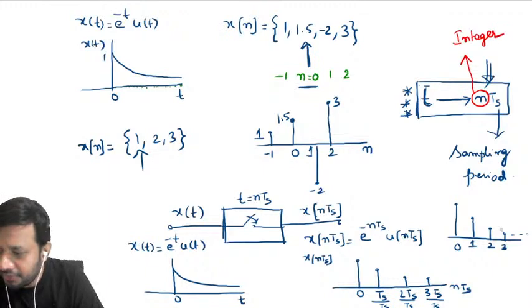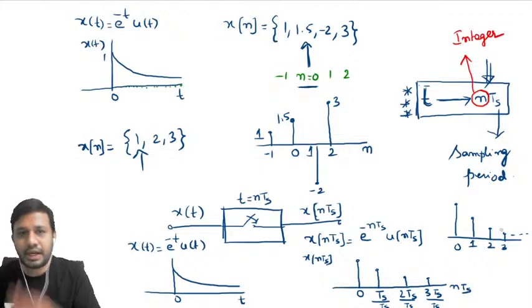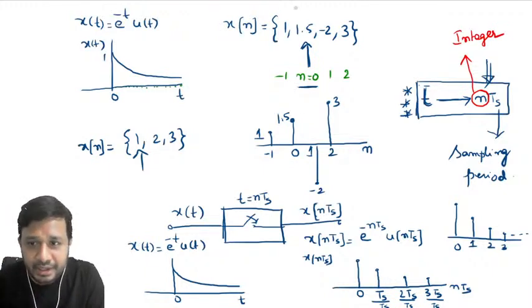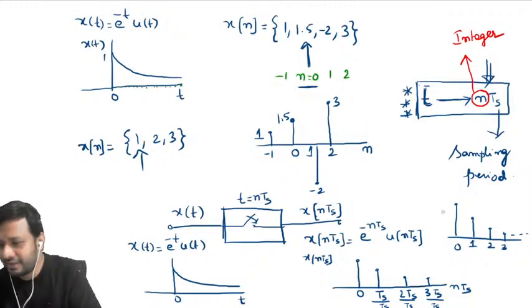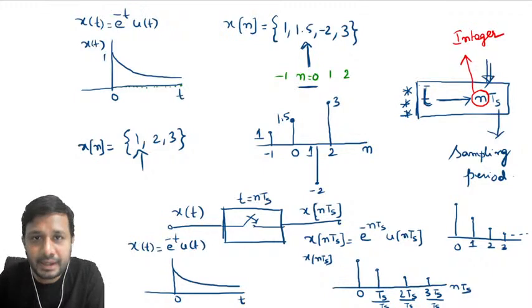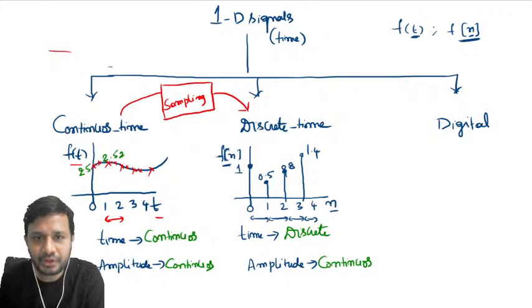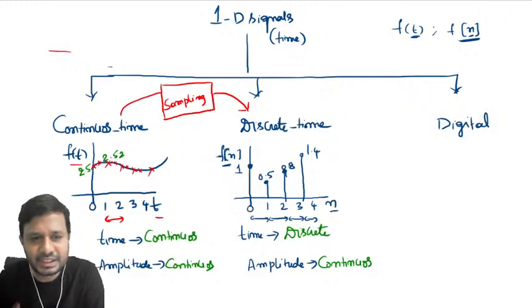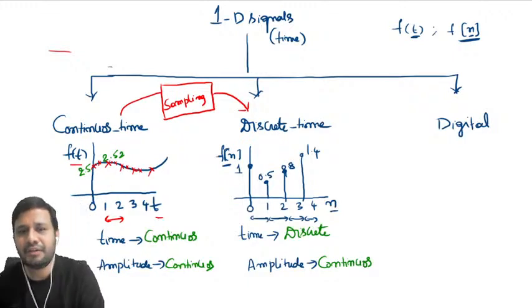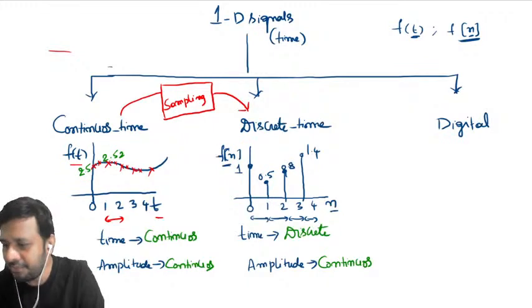Hope you are all comfortable. Discrete time signals exist only at integer values of time. Continuous time signals exist at every instant of time. Now after this, look here. We started our journey with continuous time signals and we came up to discrete time signals.